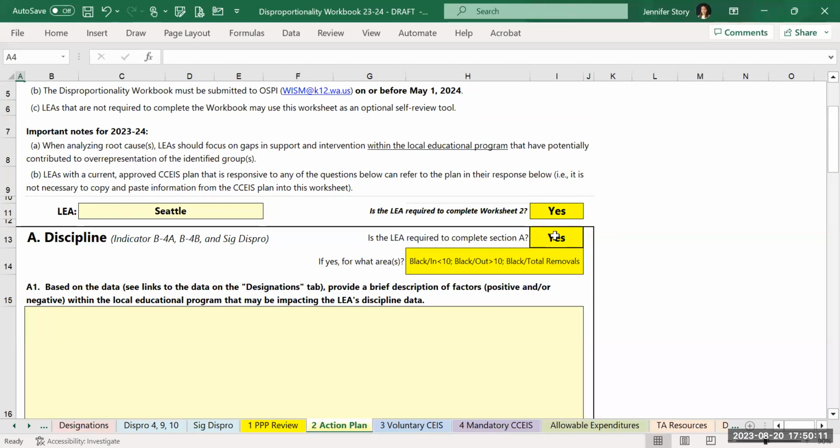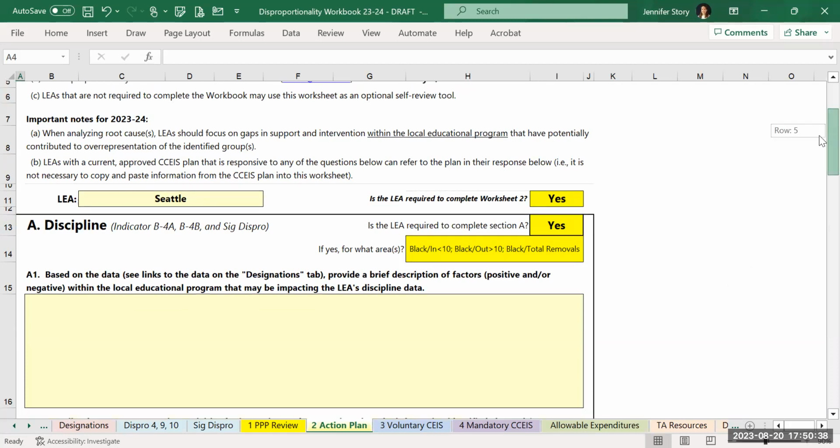So it will tell you if you have to complete the discipline section, which is the first section. And if so, what areas of discipline are you addressing? So for this particular district, they are looking at discipline rates for students who are identified as Black or African American. This means in-school suspensions less than 10 days, out-of-school suspensions more than 10 days, and total disciplinary removals.